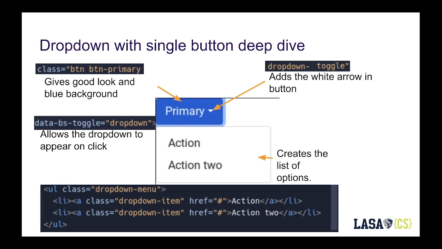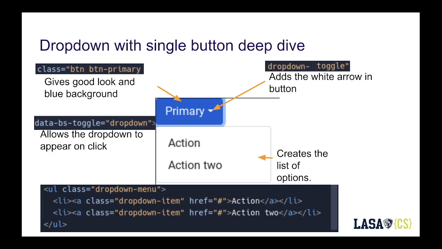Then the really important part is the data-bs-toggle equals dropdown. This is the thing that allows the menu to actually appear when the user clicks the button. And then normally in Bootstrap, we use unordered lists to list all the actions that the user can click. However, this is not necessarily always the case, and there are other options.